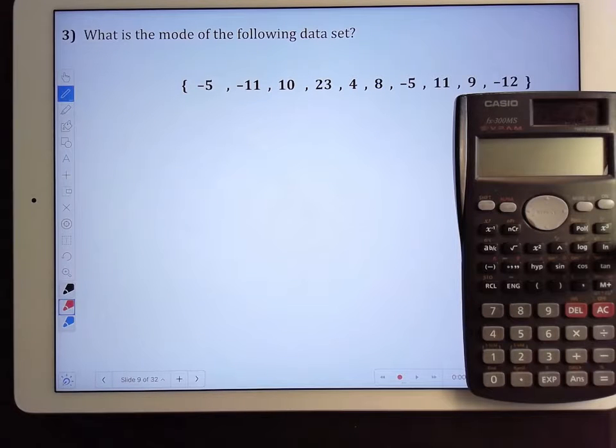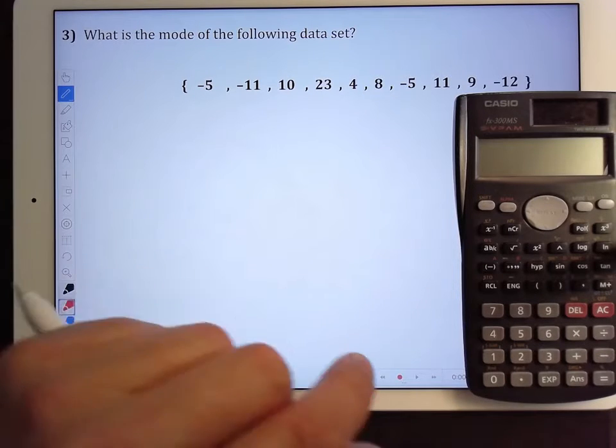Still looking at mode here. This is number 3. What is the mode of the following data set? And a couple of things to note here.